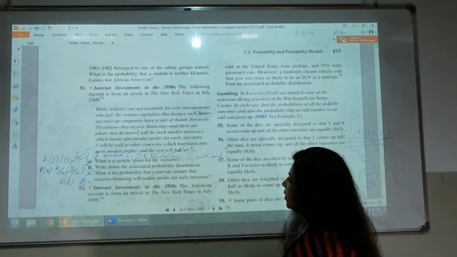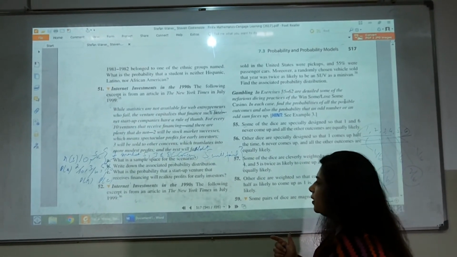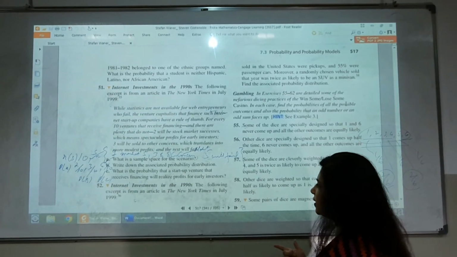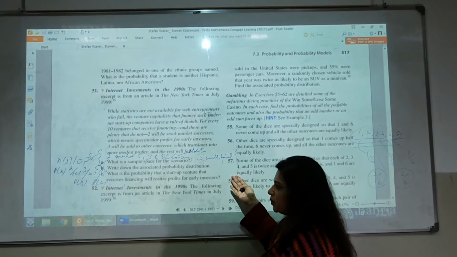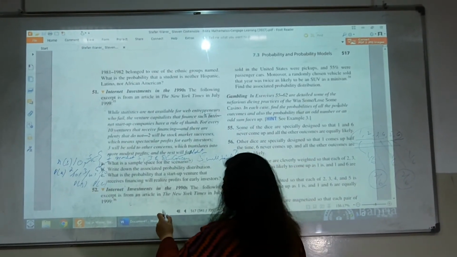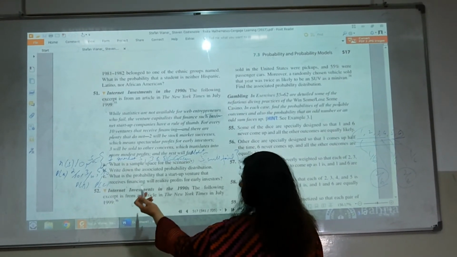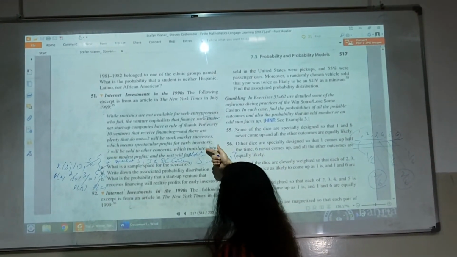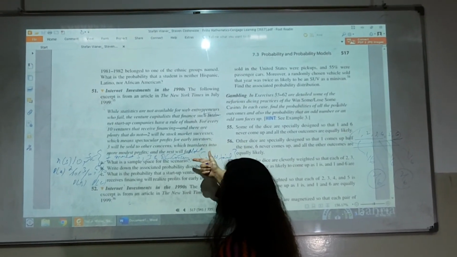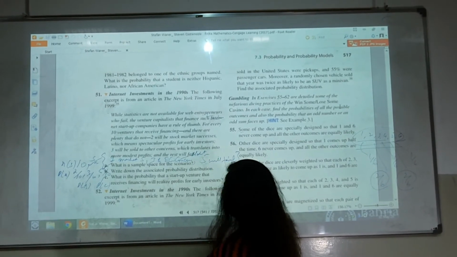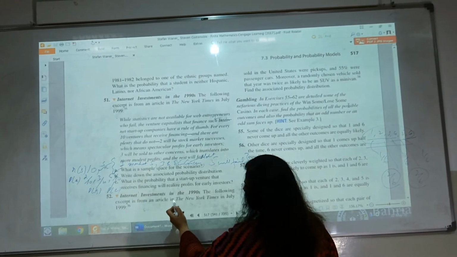So what is the probability that a startup venture that receives financing will realize profits for early investors? In this case, obviously the ones that will fail are subtracted from the total sample space. So you have 5 by 10 as the probability that it will realize modest profits for early investors. It says spectacular profits for early investors into modest profits.